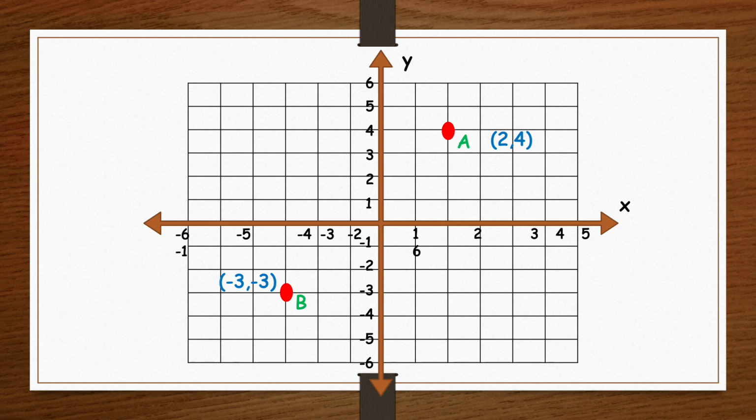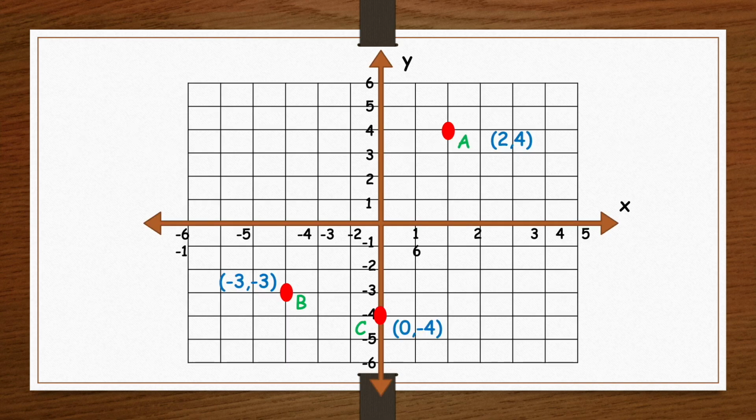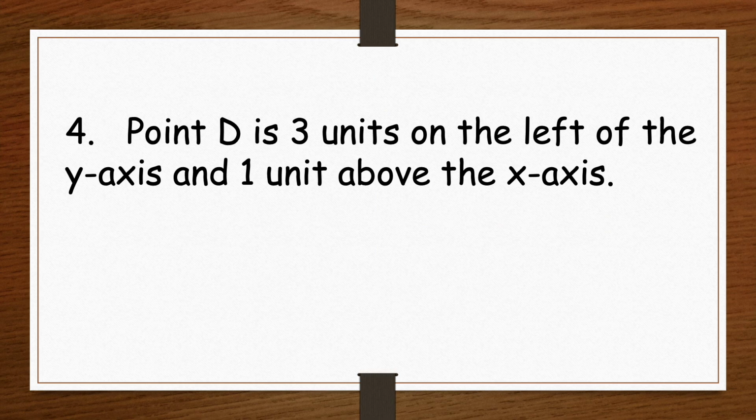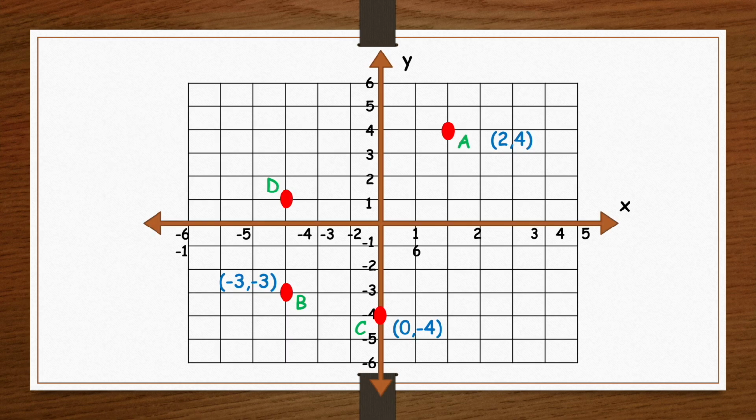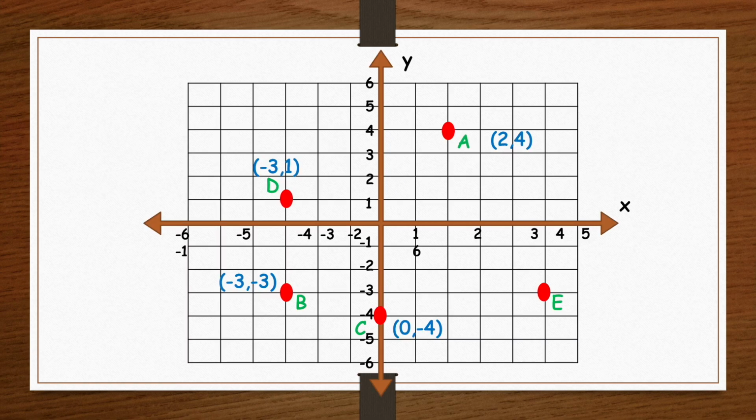Point C is 4 units below the x-axis and lies on the y-axis. Point D is 3 units to the left of the y-axis and 1 unit above the x-axis. Point E is 5 units to the right of the y-axis and 3 units below the x-axis. All we need to do is to identify what is x and what is y. Then put a mark, a dot, in the Cartesian plane where the points are located.